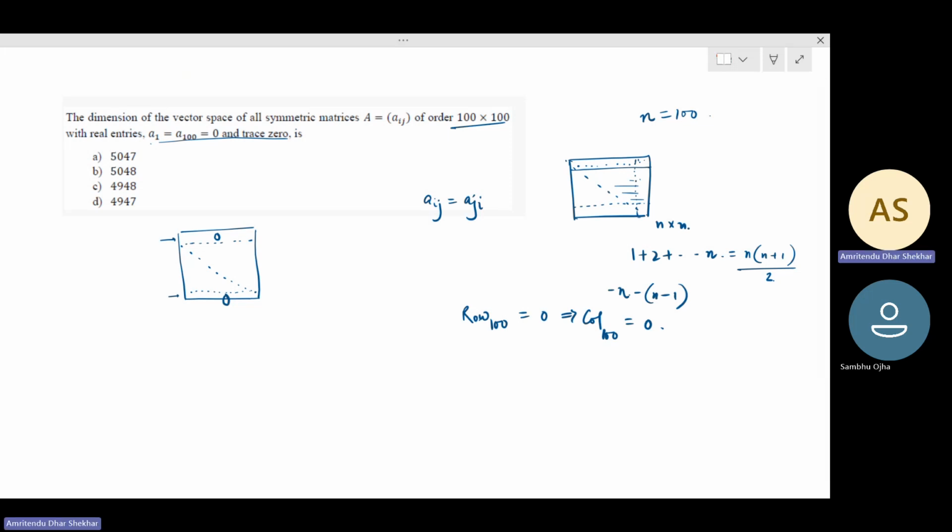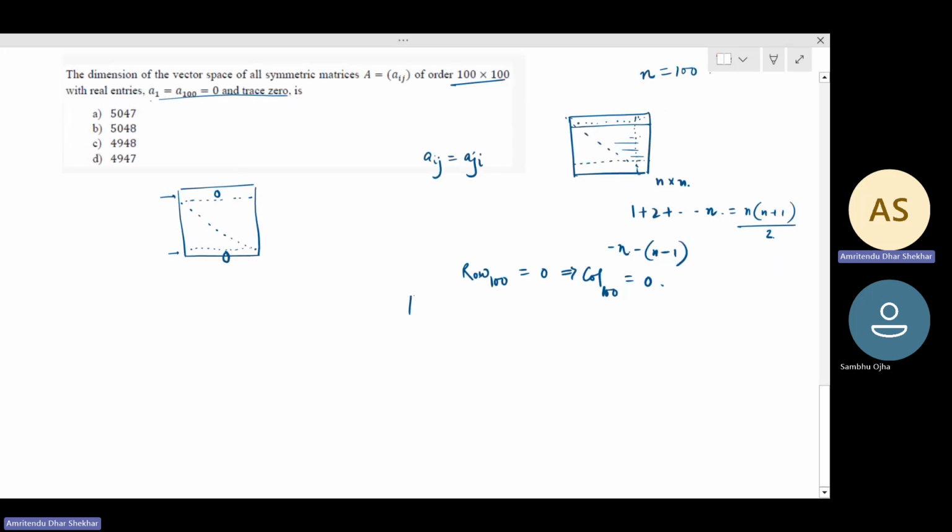Now you are left with the trace elements. And now you're left with the diagonal elements. So the number of diagonal elements is basically equal to n. It's an n cross n matrix. But out of those diagonal elements, the 100 cross 100 element and the 1 comma 1 element are already known to be 0. They're given to be 0. So you are left with n minus 2 choices.